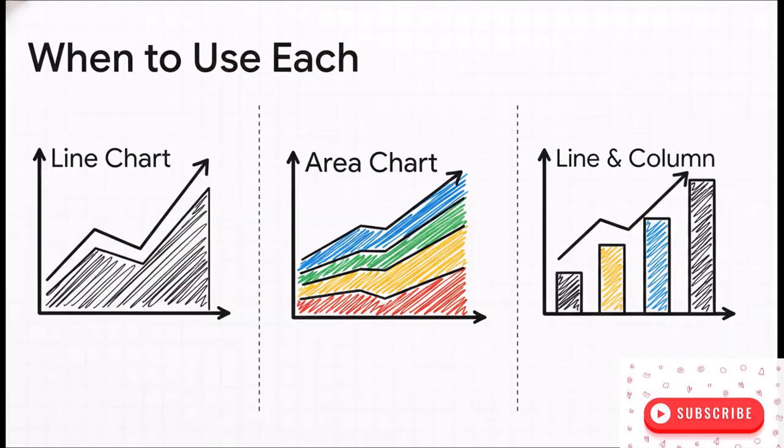So how do you pick? Well, it's not random. A simple line chart is perfect for just showing a clean, clear trend. You'd pick an area chart when you want to show not just the trend, but also how the different parts contribute to that trend over time. And you'll grab that line and column chart when you're comparing 2 totally different things, like say your actual sales numbers versus your budget goal.